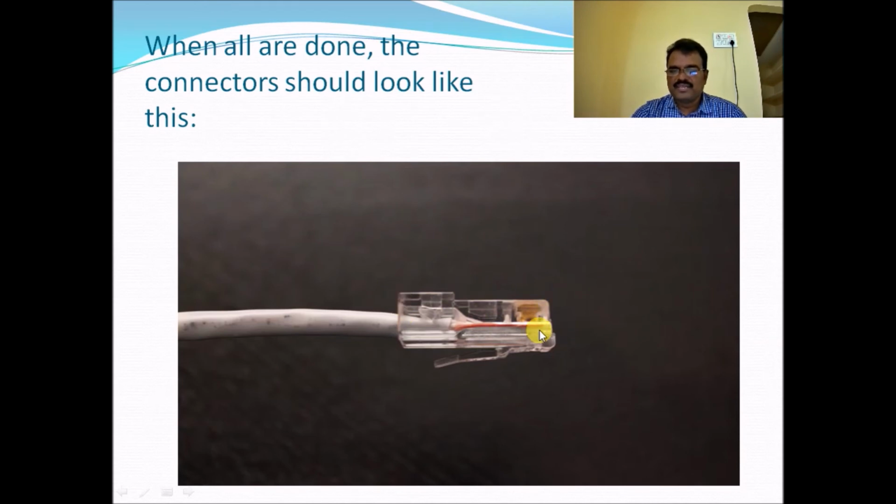So after preparing both ends, then we connect one end to one computer and the other end to any other device. So we have to insert this cable, this RJ45 connector, in the NIC, the network card, in the LAN port. We have to insert in the LAN port in the PC or desktop or laptop or any other device.